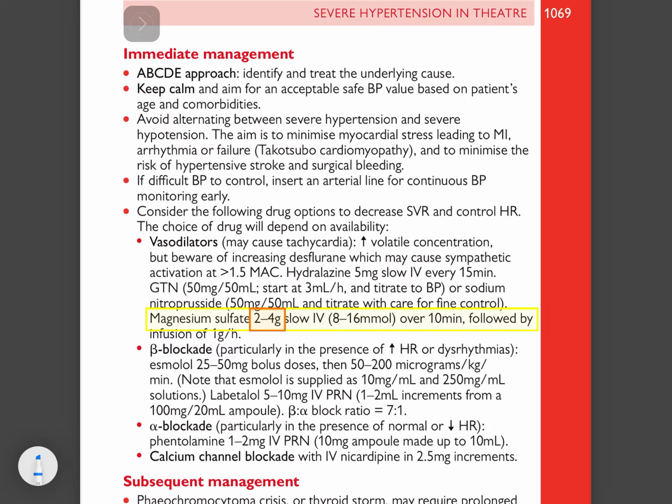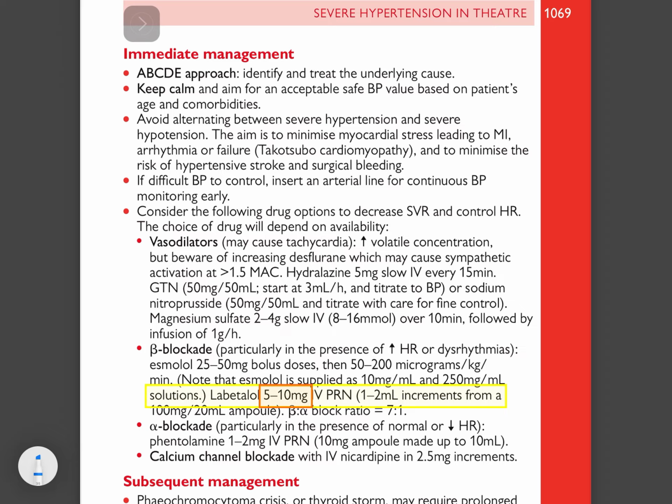Magnesium sulfate 2-4 g slow IV, 8-16 ml over 10 minutes, followed by an infusion of 1 g/h. Beta blockade, particularly in the presence of tachycardia or dysrhythmias: esmolol 25-50 mg bolus doses, then 50-200 micrograms/kg/min. Note that esmolol is supplied as 10 mg/ml and 250 mg/ml solutions.